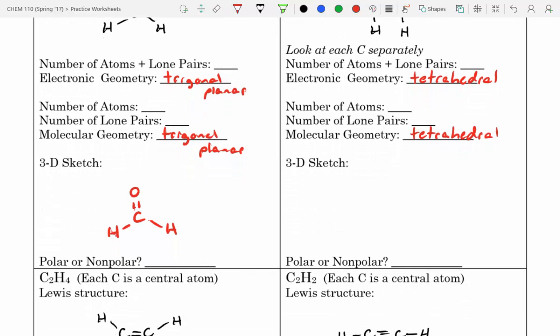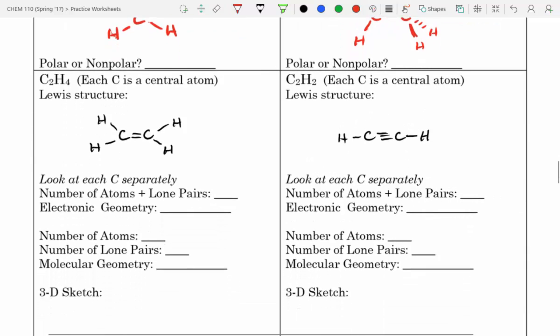Okay, so now let's sketch this. This one's a little bit trickier because not all of the hydrogens can be in the same plane. One has to be sticking towards your eye. One has to be sticking away. So I'll draw one as a dash and one as a wedge coming off of each carbon. Make sense?